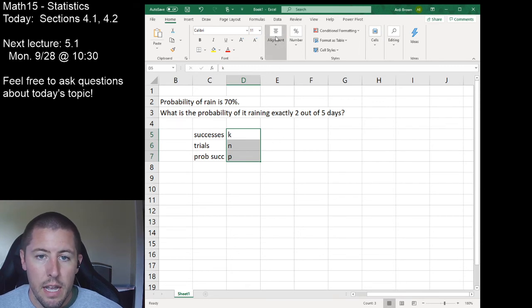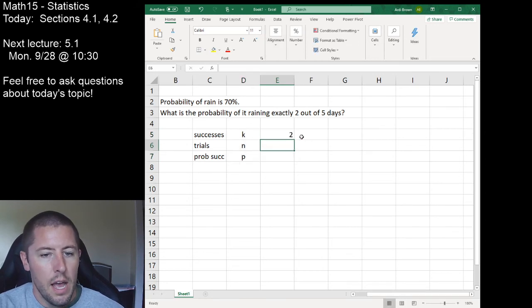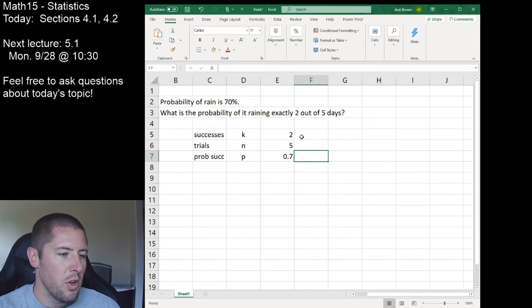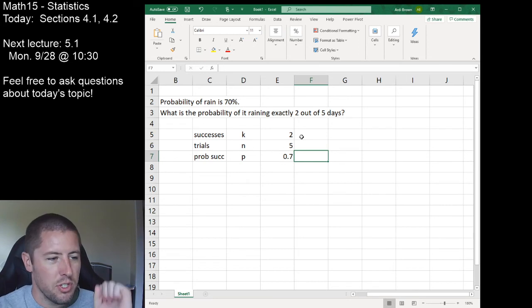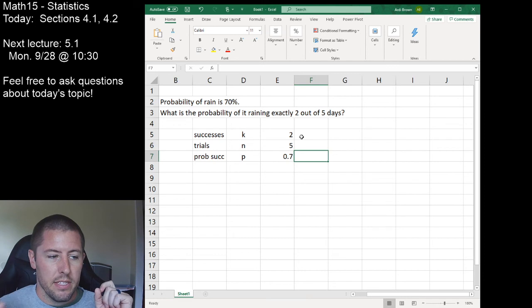And what I'm going to do is just give the values of these. I know how many successes I'm looking to see is 2. I know that the number of trials we're doing is 5. And I know that our probability of success is 0.7. So I'm just organizing my information in Excel. You don't need to write out any of this. You can just go straight into the Excel computation. But I think you're actually going to save time by doing this, and I'm going to show you why.